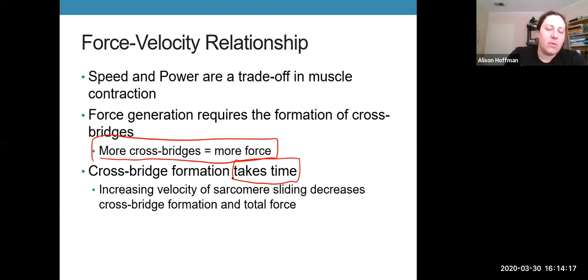So this is where speed and power are a trade-off. If we want a muscle to contract fast, we actually aren't going to be able to achieve maximum force because maximum force takes too long. So if we want to increase the speed or the velocity of sarcomere overlap, we actually need less cross bridge formation, and that means we're going to end up with less force. And which one we want depends on the situation, as we'll see when we get to the lever systems on Wednesday. I believe I have a graph.